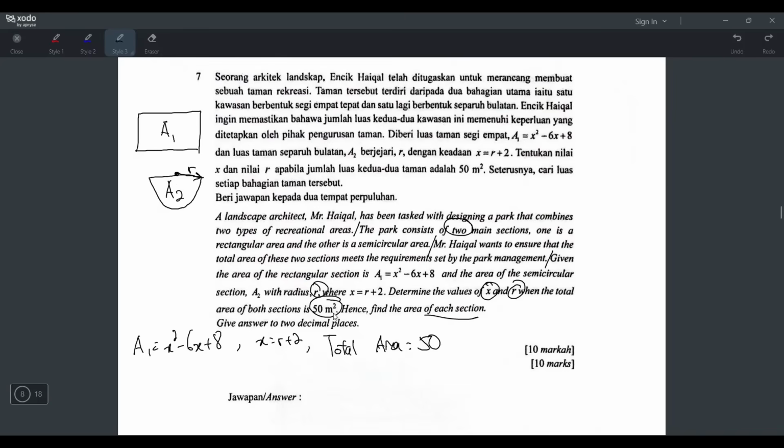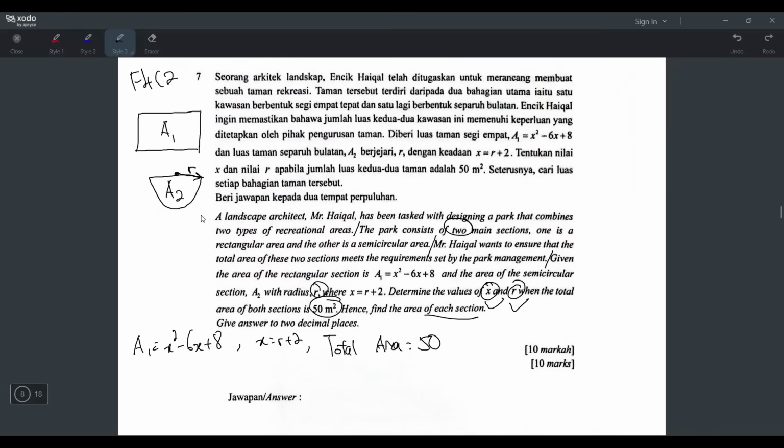Okay, I'm done reading the whole thing, and I think it's quadratic. I think this one is from Form 4 chapter 2, quadratic. So how do you do it? The question actually asks for a lot of things. They ask you to find x, to find r, and to find the area of each section. So your final answer, you need to find the x, the r, the A1, and the A2 lah. So they want you to find 4 things. Dia nak cari 4 benda. Nak cari x, nak cari r, nak cari A1, nak cari A2.